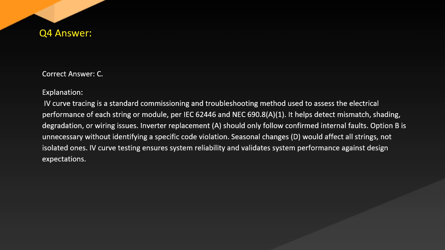Inverter replacement (A) should only follow confirmed internal faults. Option B is unnecessary without identifying a specific code violation. Seasonal changes (D) would affect all strings, not isolated ones. I-V curve testing ensures system reliability and validates system performance against design expectations.